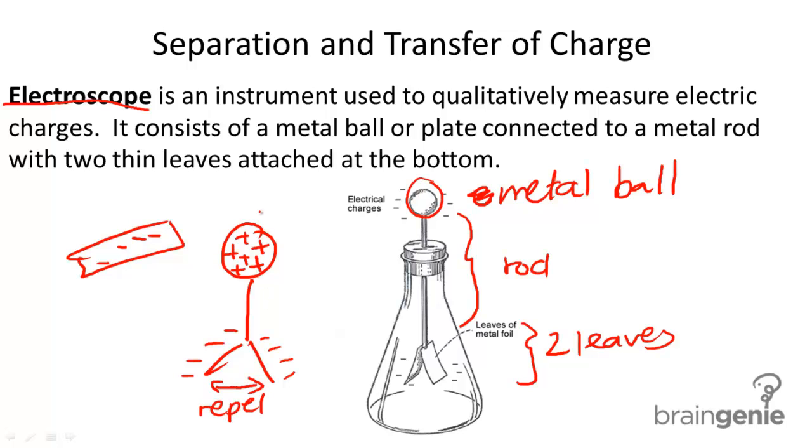This is a way that we can qualitatively detect the charge, measure the charge in this object. If I bring the object close to the electroscope and the leaves repel, then I've basically concluded that this is negatively charged. And that's one example of how an electroscope can be used.